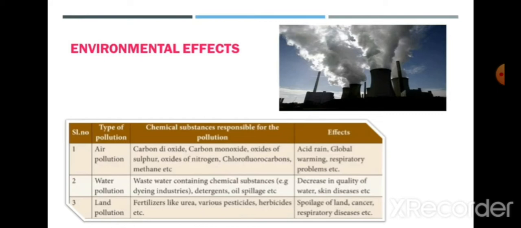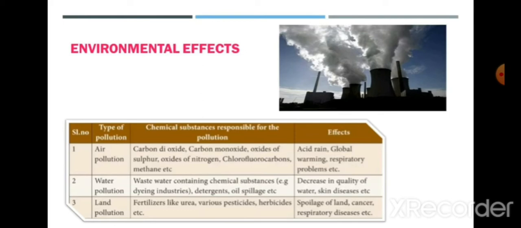Next, the chemical substances responsible for water pollution are the chemical substances in the wastewater. Example, dyeing industries, detergents, oil spillage, etc. So what are the effects of this water pollution? They decrease the quality of water and cause skin diseases.